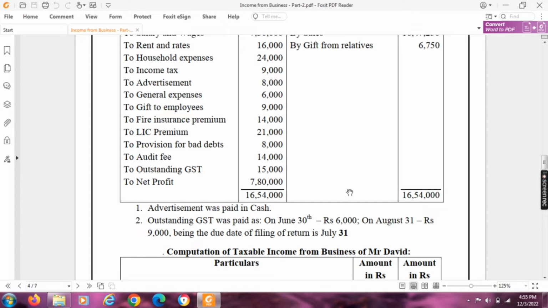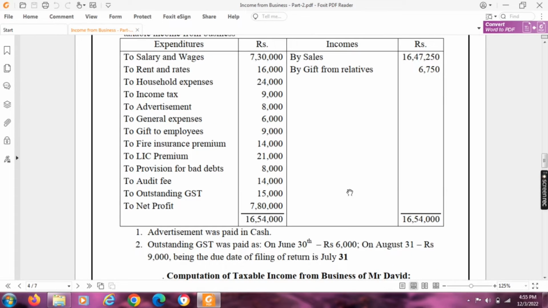Only 2 adjustments are there. Advertisement was paid in cash. What is the amount of advertisement debited in the P&L account? 8,000. Listen here carefully, less than 10,000. When any expenditure is paid in the mode of cash and that amount exceeds 10,000, it will be disallowed under section 40A(3). Here only 8,000, less than 10,000, so no need to add.